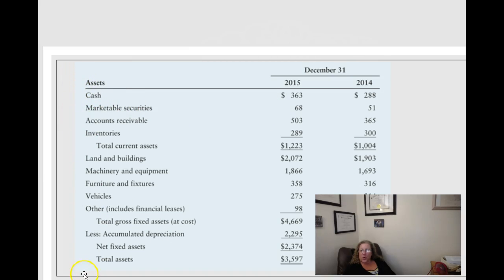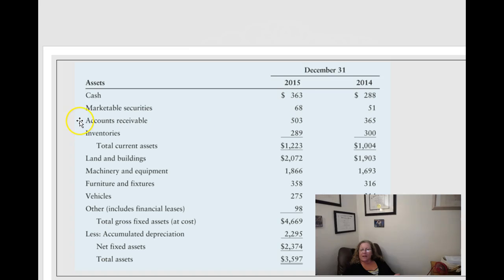Your assets are always listed first, okay, and these are things that the company owns. So they own their cash. They might own some marketable securities. This means stocks and bonds that they might be buying and selling with the purpose of making a little money quickly. You can look at this one and see that originally it was worth 51 and it's grown to 68.